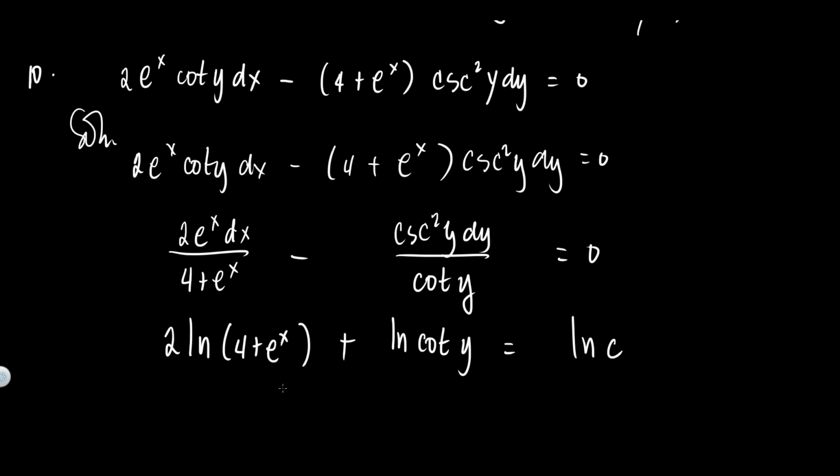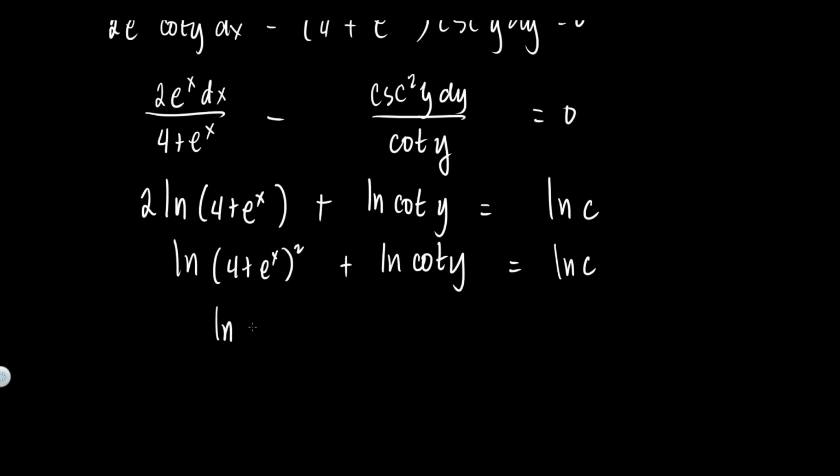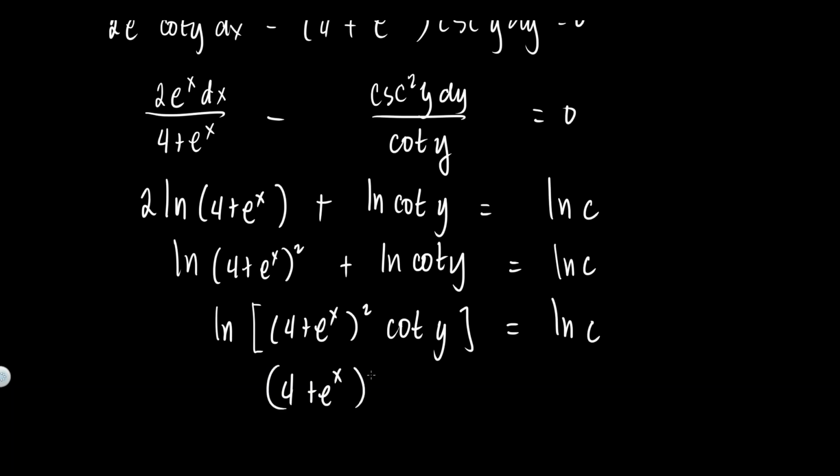Okay? Then, paano ginagawa natin dito? Okay, pwede to. So, may 2. Pwede natin gawin itong nandito. Gawin natin power, no? So, ln of 4 plus e to the x squared. Correct, no? Sa algebra natin, no? ln cotangent y equals ln c. Okay? So, pwede natin siya as ln. Pagsamahin natin, no? ln of 4 plus e to the x squared times cotangent y equals ln c. Or 4 plus e to the x squared cotangent of y equals c. So this is the general solution. Okay? Yes.